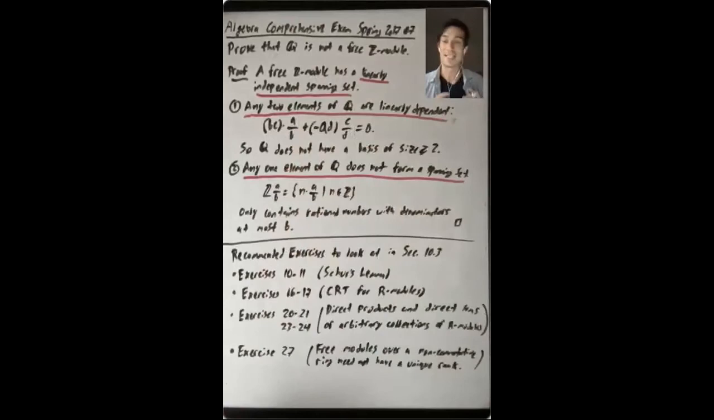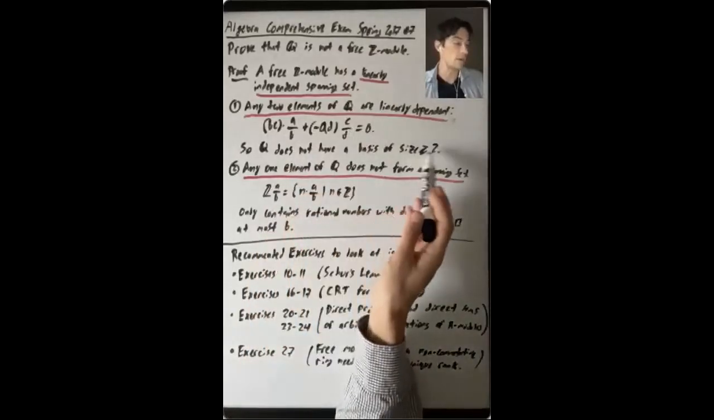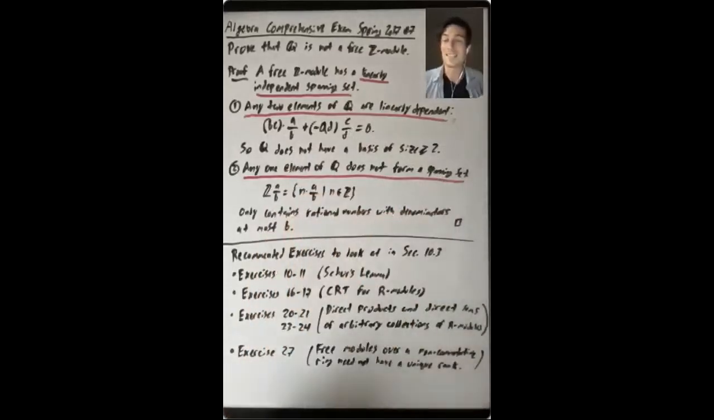So this set is linearly dependent. If you have a linearly dependent set of size 2, and you take any larger set containing it, it's still linearly dependent. So Q doesn't have a basis of size greater than or equal to 2, because it doesn't have any linearly independent sets of size greater than or equal to 2.